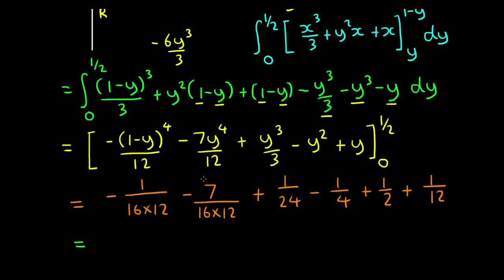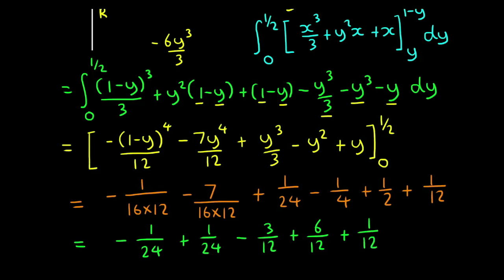So this first term gives minus 8 on 16 by 12. So 8 on 16 is a half. So that gives minus 1 on 24. Plus 1 on 24. And then we have minus 3 on 12. Plus 6 on 12. Plus 1 on 12. So as we can see, these terms cancel. And what we get is minus 3 plus 6 is 3. Plus 1 is 4. On 12 is a third.